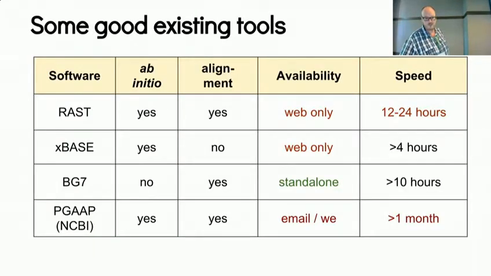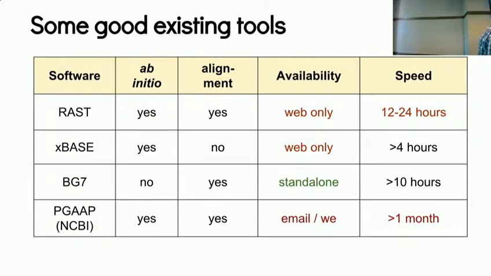So yeah, there is a bunch of software for bacterial annotation. Has anyone heard of RAST or MG-RAST if they've done metagenomes? RAST is an online gene annotation system. It kind of uses both approaches. It'll find novel genes and it'll also align existing genes. XBase only does ab initio finding, and I don't think it's actually running anymore.